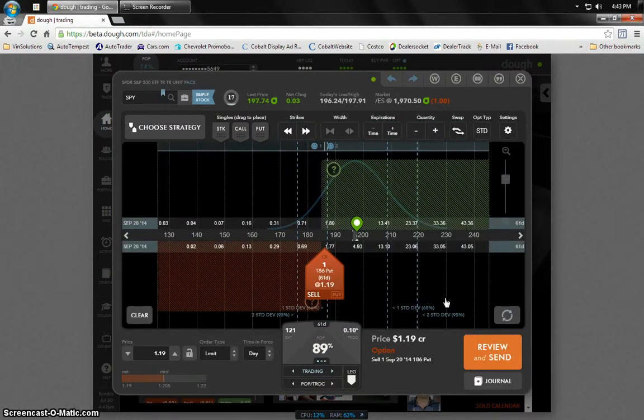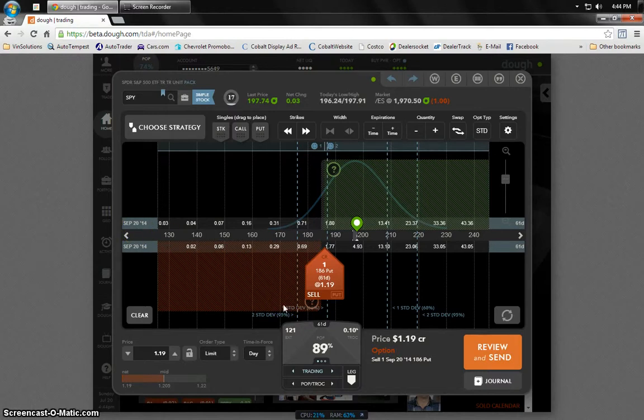Okay, again, now here's what selling a put means. I'm doing a little recap. Selling a put simply means you're making a bet, okay, against someone else that you're thinking that the S&P 500 in this case will be above $186 by the end of 61 days, which is the third expiration. It's always the third Friday of every month, so in this case September 20th, 2014.